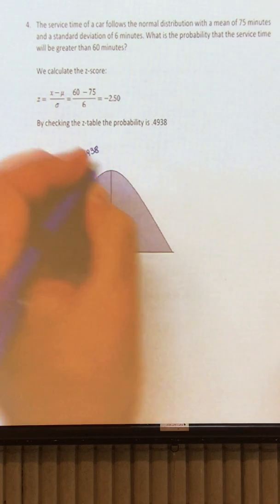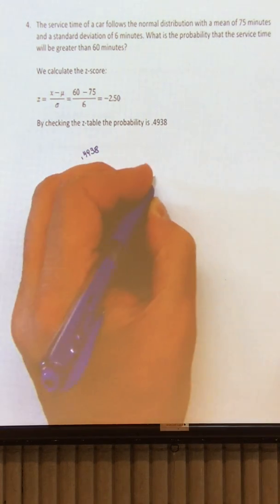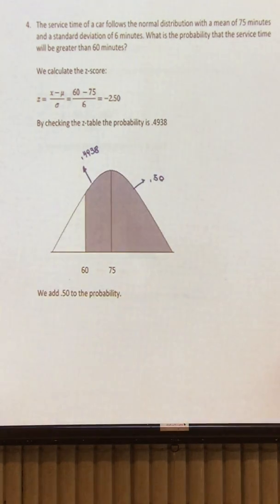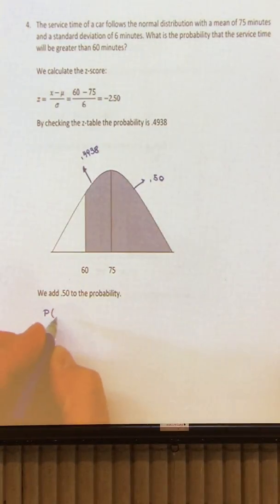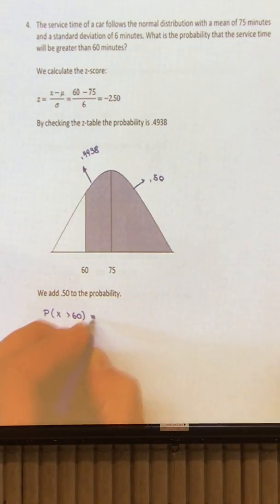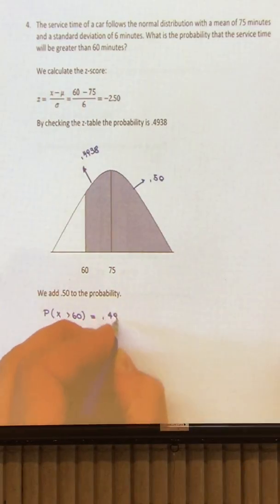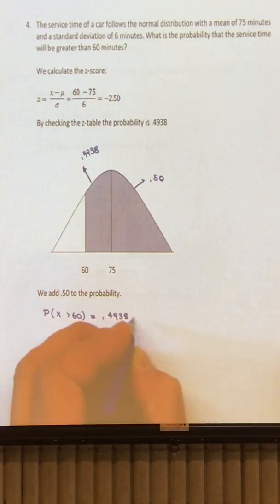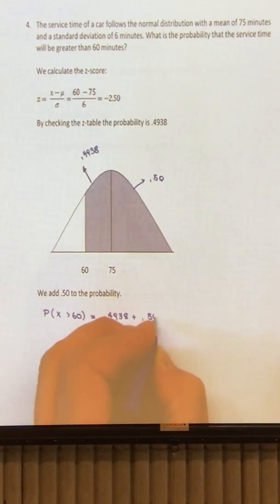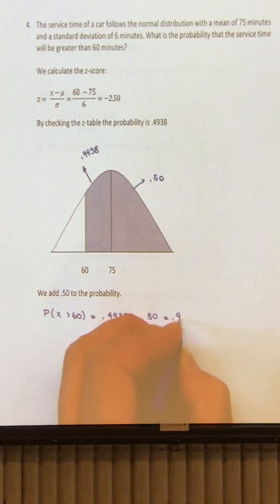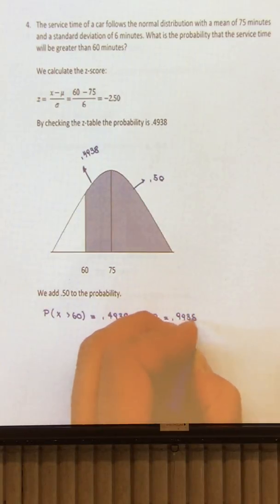0.4938. And then you have to add 0.5. So we have to add 0.5 to the probability. So probability X to be greater than 60 will be 0.4938 plus 0.5, which is 0.9938.